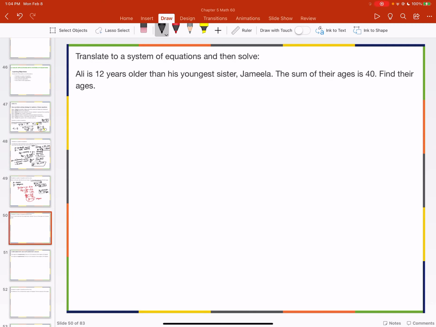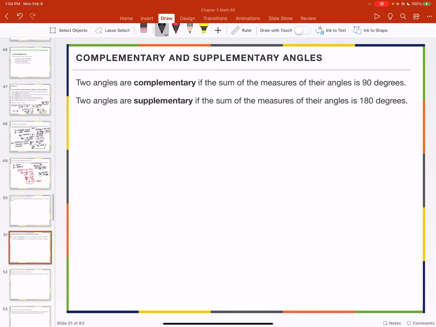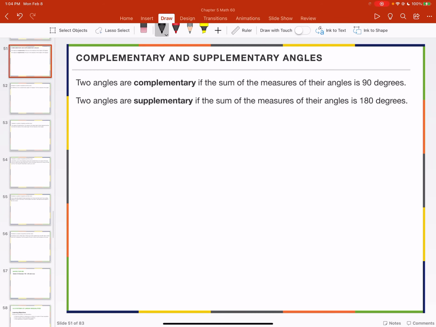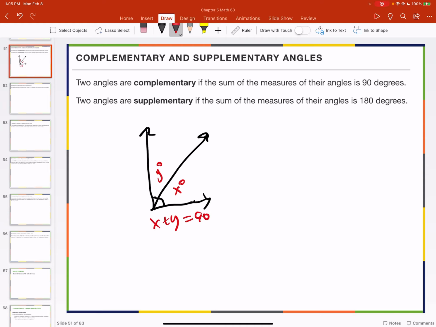Okay, this is the same thing. So let's do some geometry, complementary and supplementary angles. Two angles are complementary if the sum of their measures is 90, and supplementary if the sum of their measures is 180. So what does that mean graphically? Let's say you have a right angle and it was split into two parts. This would be one of the angles, and this would be the other. These are called complementary.